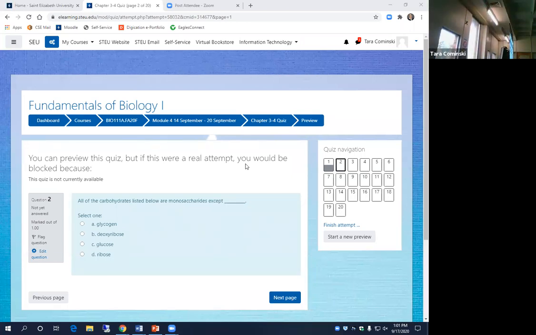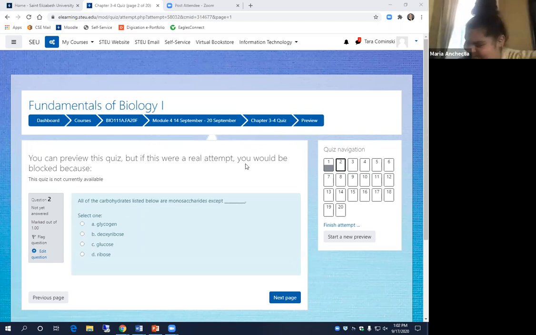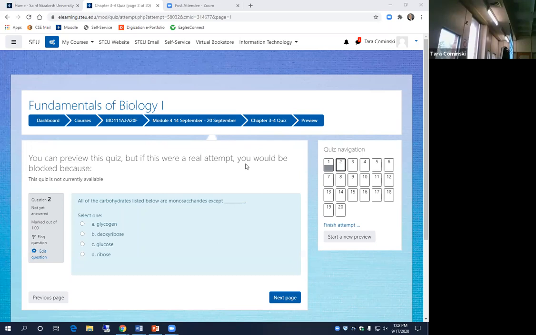A. All of them are monosaccharides except for which one? A, yeah, glycogen. Glycogen is, like I said, a complex carbohydrate made up of a whole bunch of glucoses. Remember, it's the energy storage molecule in animals. What's the energy storage molecule in plants? Starch. All right, good.